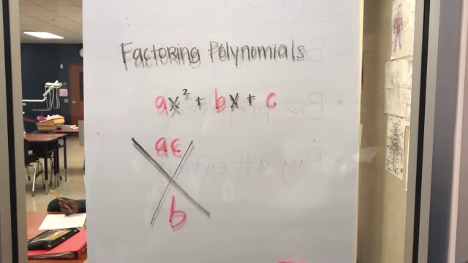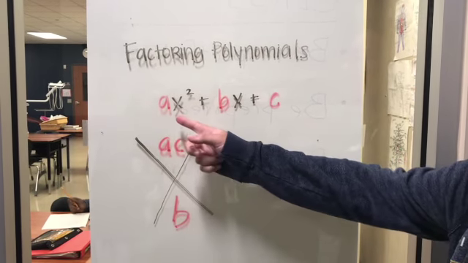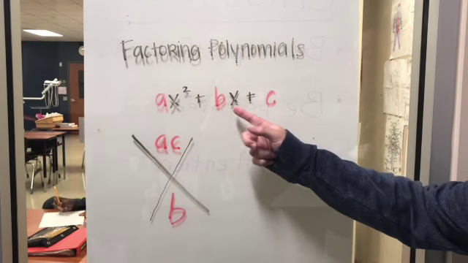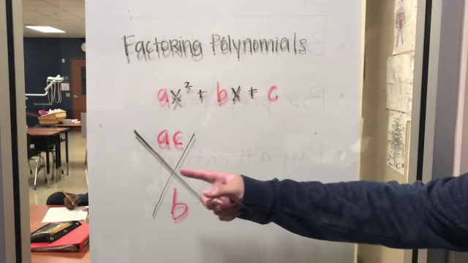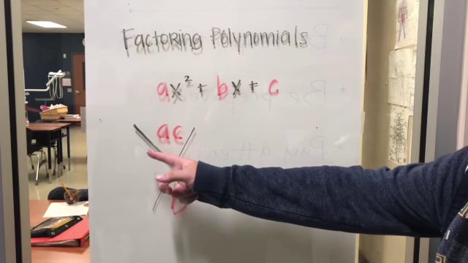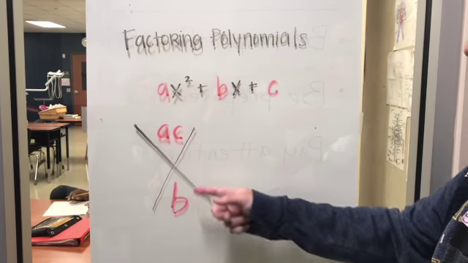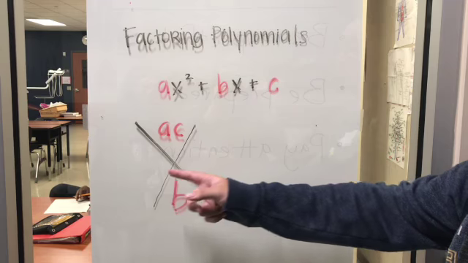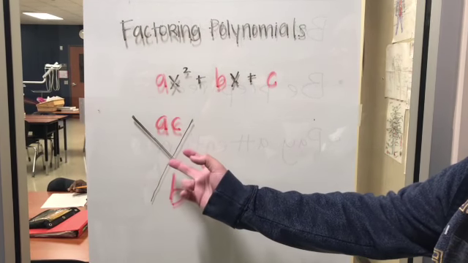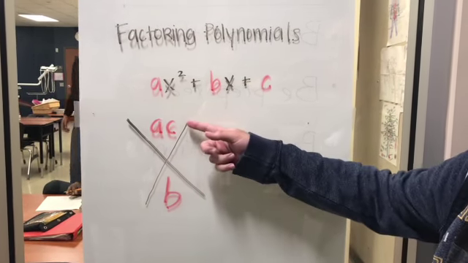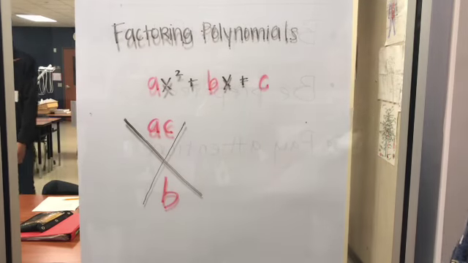The equation should be in this format: the a in front of the x squared, the b in front of the x, and the c. The first part of the x is a times c, and then the bottom is b. So these two numbers are supposed to multiply to equal this number and add up to get this number.